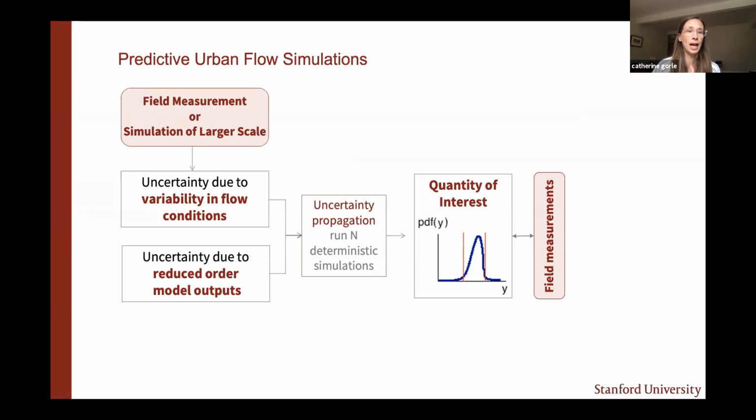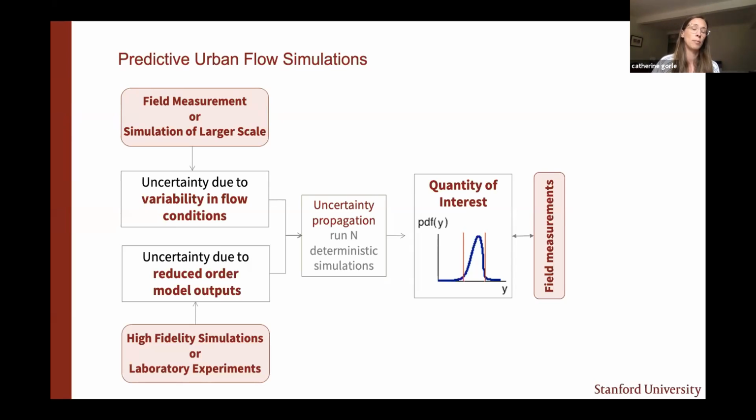So if we want to think about that uncertainty because of variability in the flow conditions, we basically have 2 options. One is we go into the field and we do measurements, and the other is that we do simulations of the larger scale. So we do weather forecasting simulation and try to couple them. So in some sense, this is really a multi-scale problem. And then the next one, please, Tom.